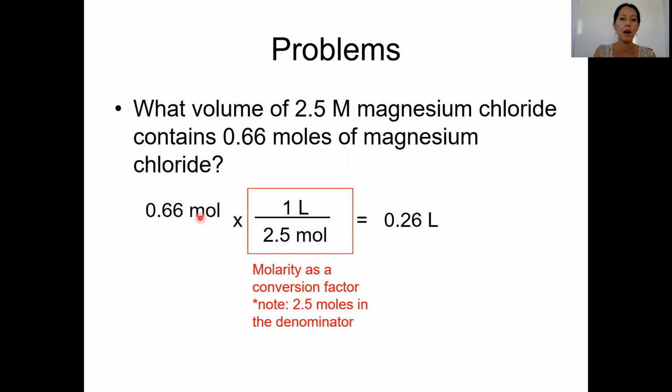Multiply this out, moles cancel, so 0.66 divided by 2.5 is 0.26 liters. So if I was running a reaction that required 0.66 moles of magnesium chloride, I would use 0.26 liters of this solution.